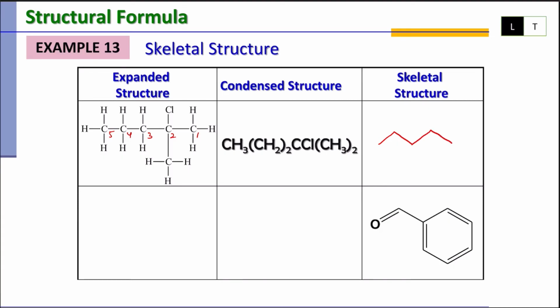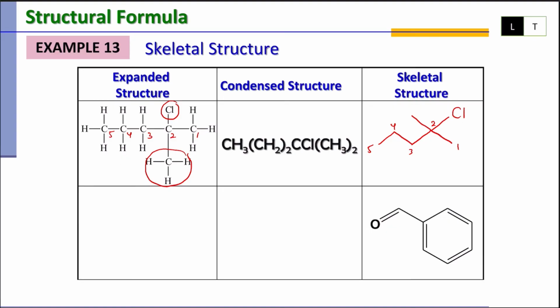So, saya akan bagi numbering 1, 2, 3, 4, 5. And then at the second carbon, I got halogen and CH3. So, bila CH3, saya just letak satu baris like that. Untuk Cl, saya lukis bond, baru bonded kepada Cl. So, settle untuk skeletal structure for the top one.